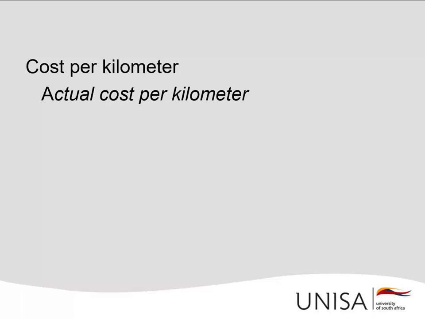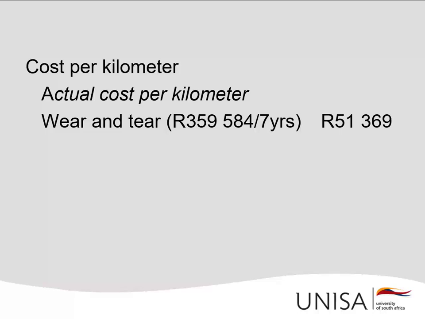And it doesn't matter what order you do them in, but we'll start off with wear and tear. And the question tells us the cost of the vehicle, including VAT. If it doesn't include VAT, you need to include VAT at 15%. The Tax Act says for travel allowance, you need to divide it by 7 years, so spread the cost over 7 years, which gives us an amount of 51,369.